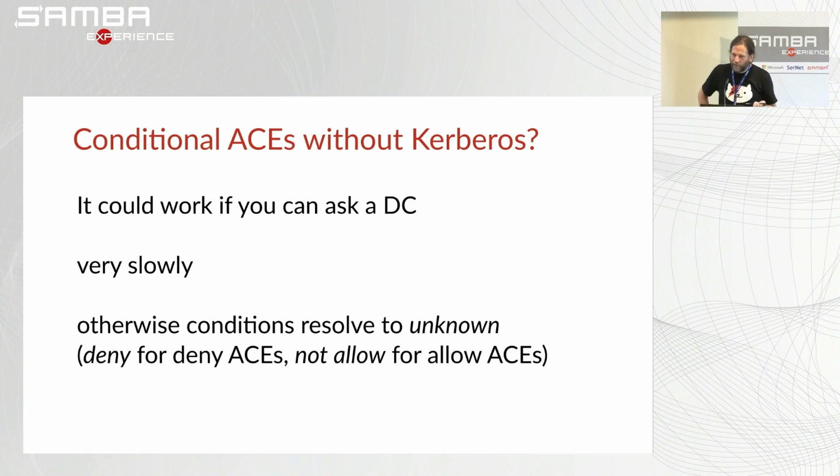If you didn't have Kerberos, you could do it. Like in NTLM, if it found the conditional ACE, it could go and, if it had a way, ask the database and say, well, tell me about this thing. But I don't know if that's worth doing or wanted. But if it didn't work, if it was a deny ACE, it would just deny everybody, if it had no way of knowing, and for an allow ACE, it just wouldn't allow it. It might fall through to another allow thing.